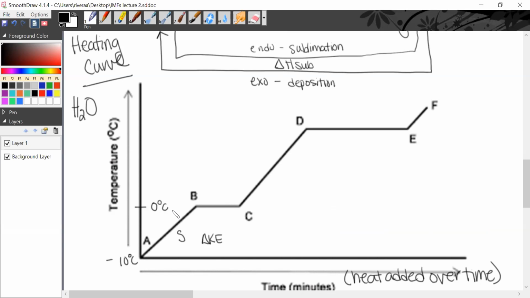Now that heat added is being used to make those molecules move farther apart from one another, to overcome the intermolecular forces that are present. And so here from B to C, you're getting a change in potential energy. Change in potential energy here, B to C. This flat portion of the graph, you guys, is where your phase change is occurring. This is where it's going from solid ice to liquid water.